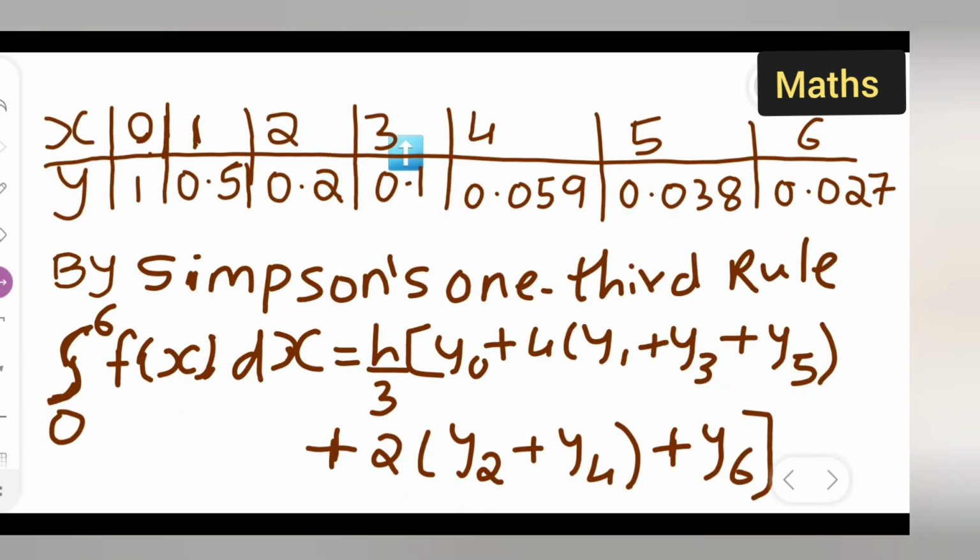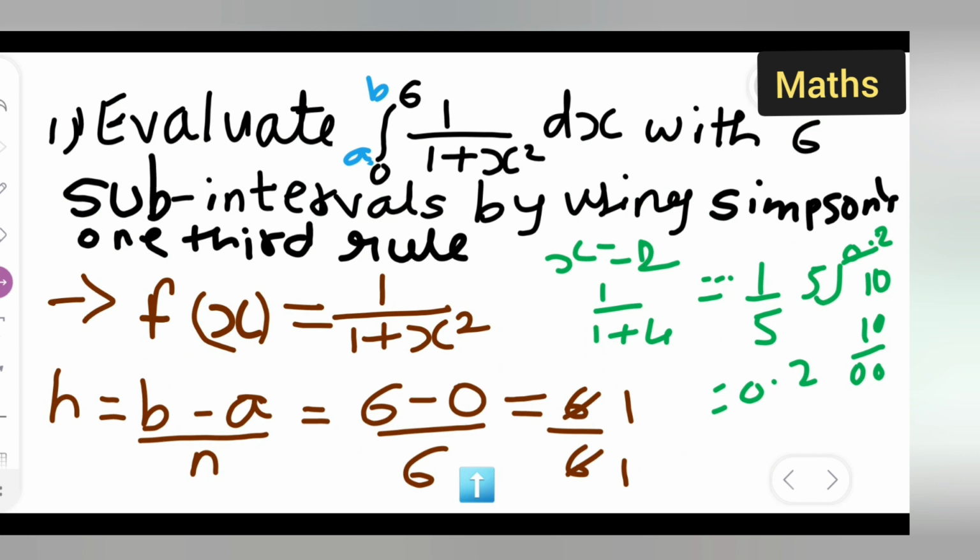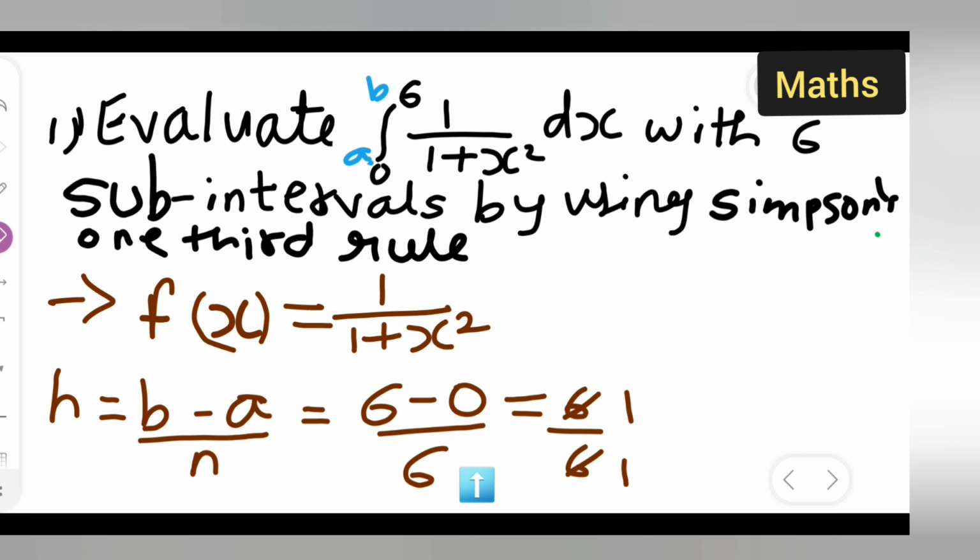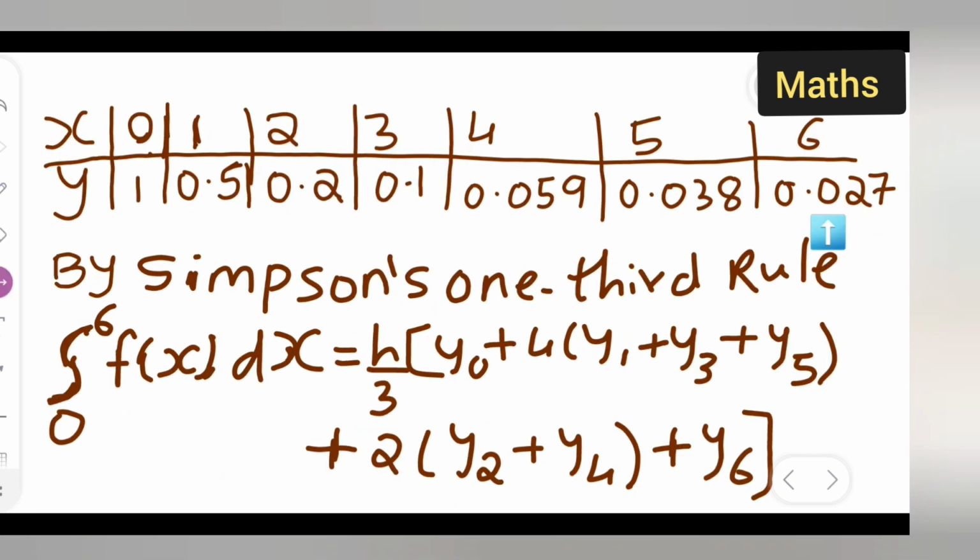Similarly you have to put x equal to 3 and see, then x equal to 4, x equal to 5, x equal to 6. For the third one you will get 0.1, for the fourth one 0.059, the fifth one 0.038 and the sixth one 0.027. Like this you have to solve it. I hope you have understood how you got these values of y.